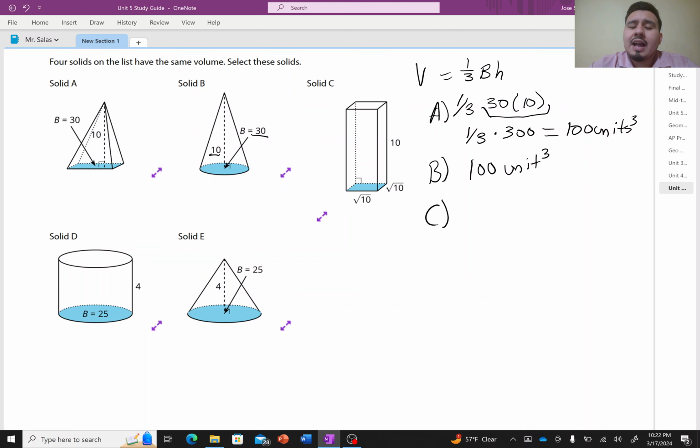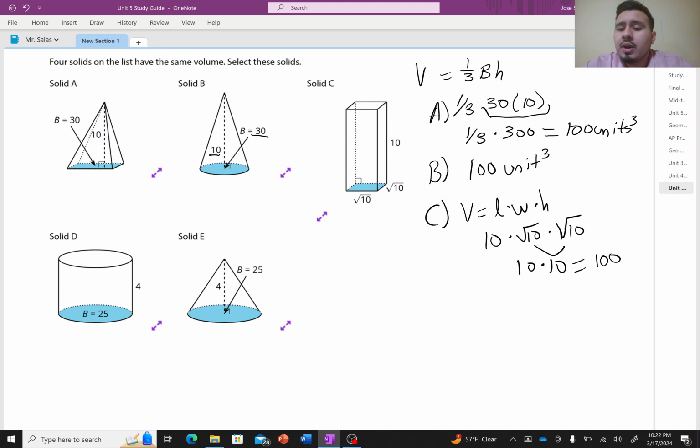Solid C says that the height of the rectangle is 10, the length is square root of 10, and the width is square root of 10. So volume is equal to length times width times height. So it's going to be 10 times the square root of 10 times the square root of 10. I know that these two square roots of 10 together make a 10. So 10 times 10 is going to be equal to 100 units cubed. Again, units cubed. Okay. So far, A, B, and C have had the same thing. Let's look at D.